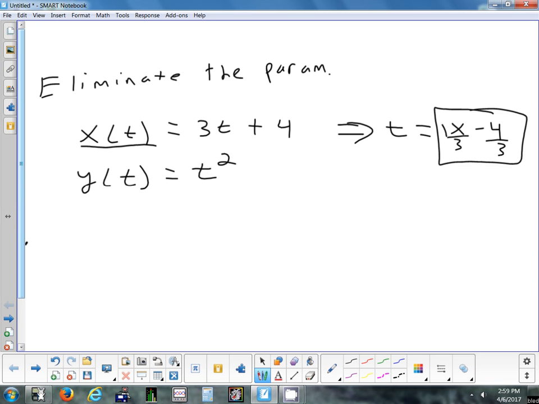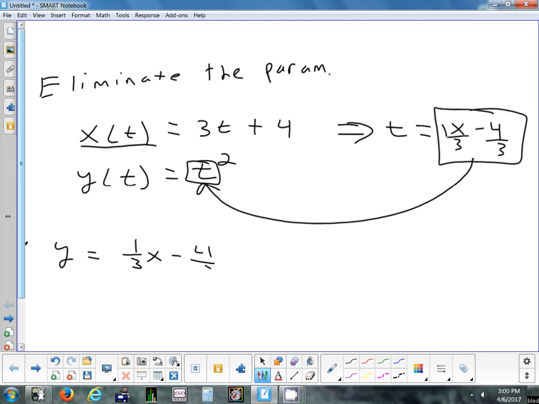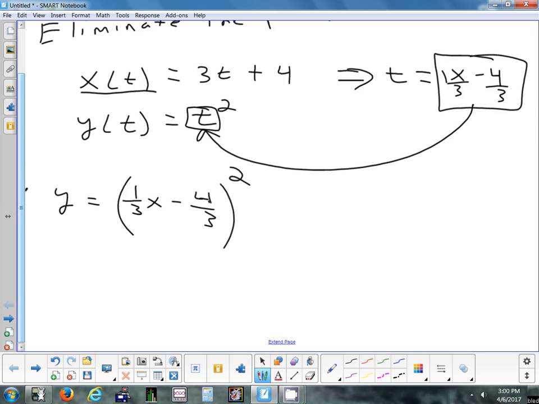You plug that into the other one. Yep, for what letter? T. So you're going to fill that in, and that's going to eliminate the parameter. So you get y equals 1/3 x, which you can write like that, it's the same thing, minus 4/3, squared. That's your equation. It's kind of like when we did f of x and g of x, right, Mr. Hager, where you substitute one into the other? Yeah, kind of like that, you plug one into the other.